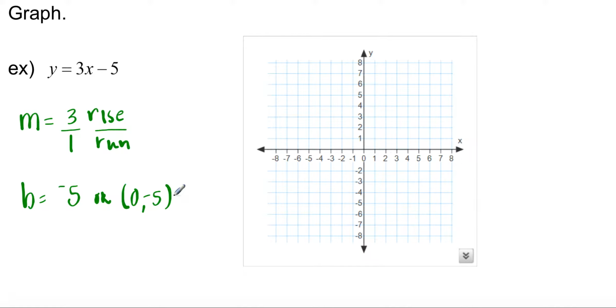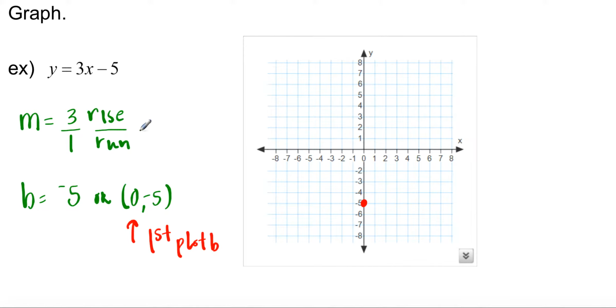To get started, we have to have a starting point. So you want to first plot your y-intercept. We've got the point 0, negative 5. It's always going to start on the y-axis because it's the y-intercept. Always start on the y-axis.